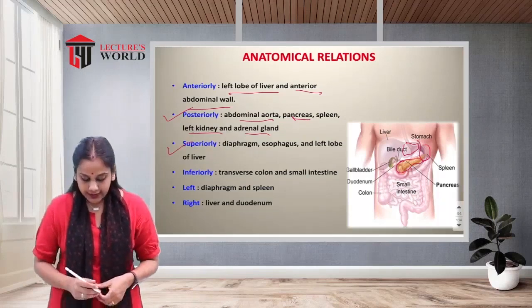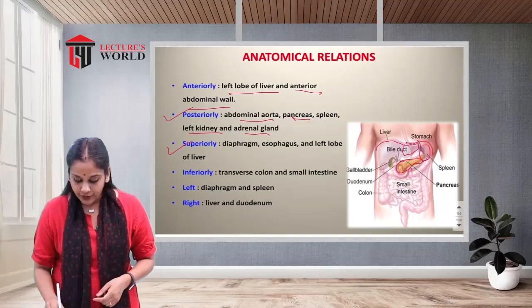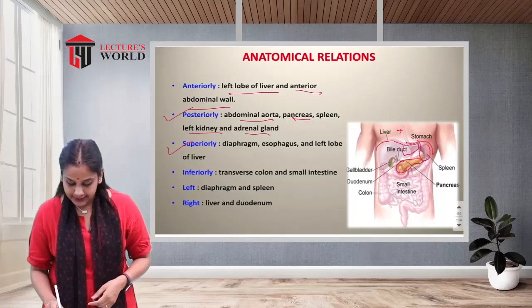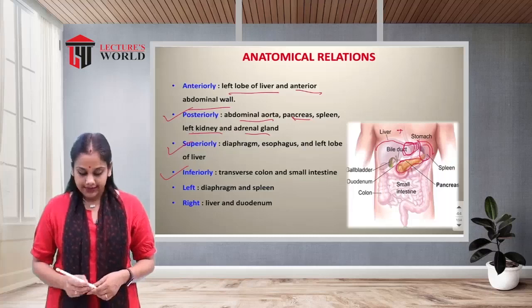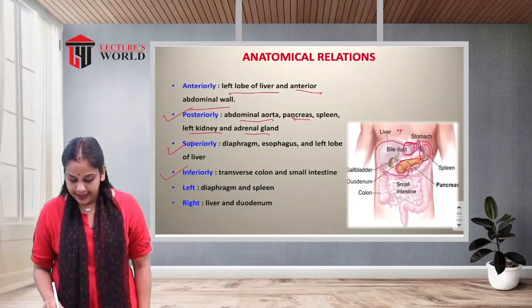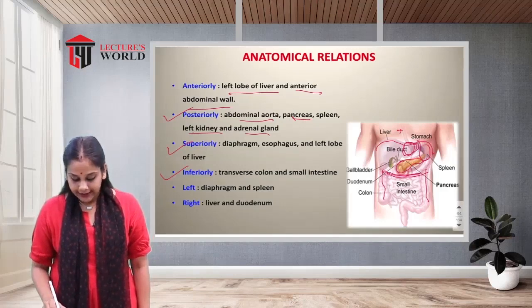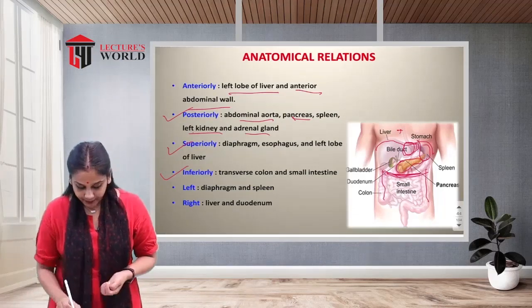Then superiorly there is the diaphragm. You can see here there is the diaphragm. Then the esophagus, see this is the esophagus, and the left lobe of the liver. Then inferiorly there is the transverse colon. See this is the ascending colon, this is the transverse colon, and this is the descending colon. So below the stomach, on the inferior side, there is the transverse colon, which is a part of the large intestine.